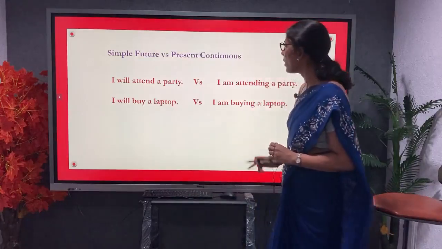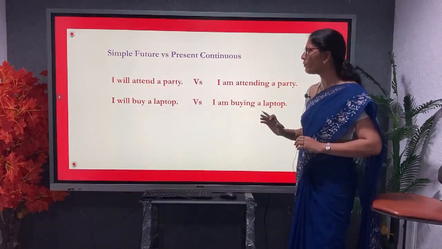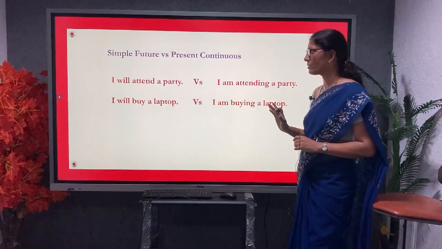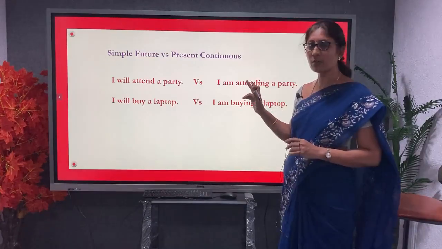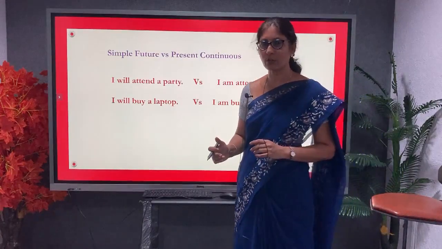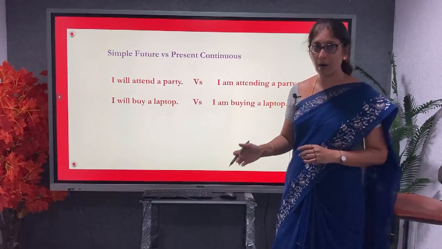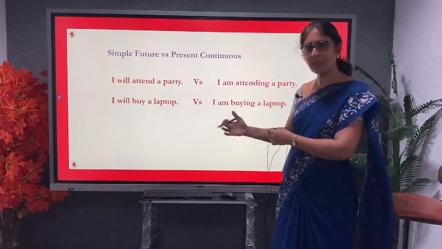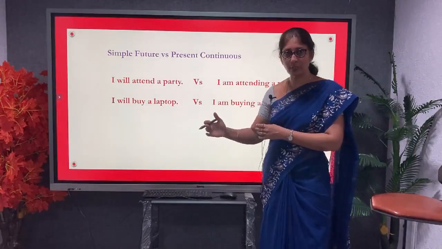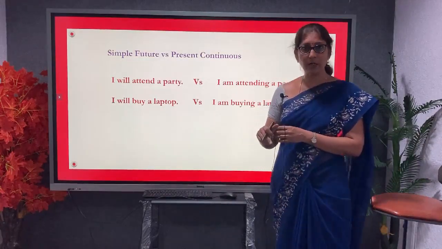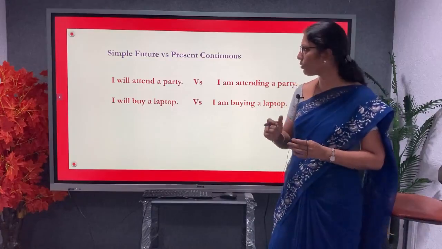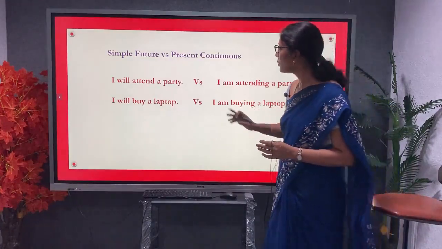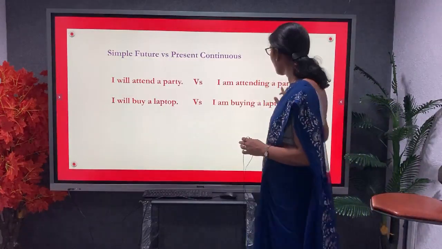Next one, what is the difference between simple future and present continuous? Sometimes we use present continuous for future actions also. That means I am attending a party tonight, and tonight means evening, right? That means it's a future action. You may get a doubt whether either sentence is correct or not. So where can we use "I will attend a party" and "I am attending a party"?